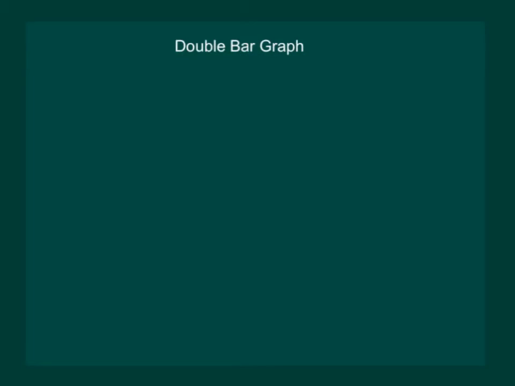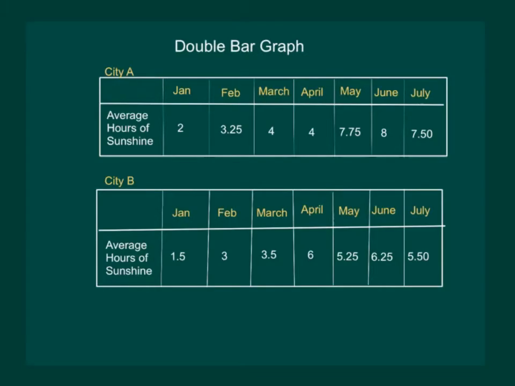Sometimes the data is such that we use a double bar graph. For example, consider the following two collection of data giving the average hours of sunshine of the two cities, City A and City B, from January to July. These cities are near the South Pole and hence have only few hours of sunshine each day.